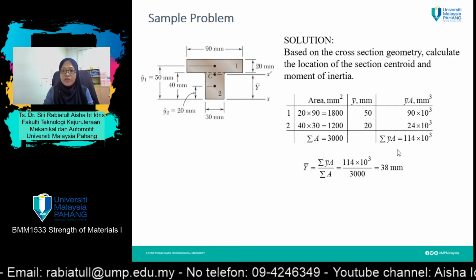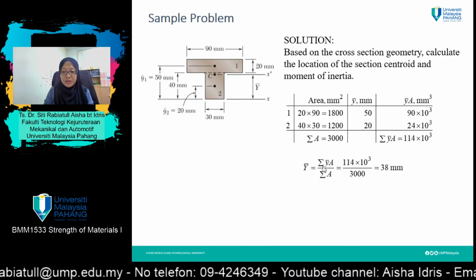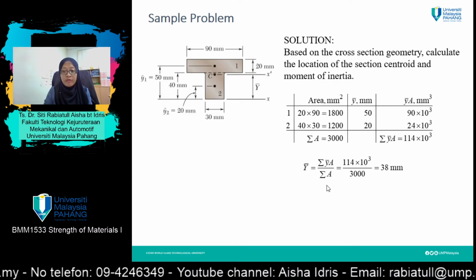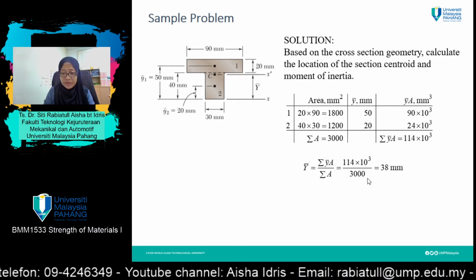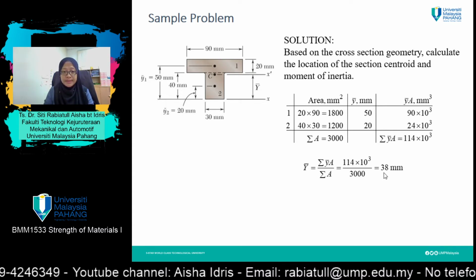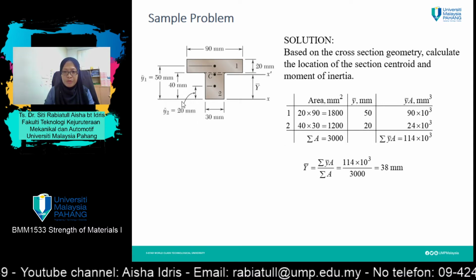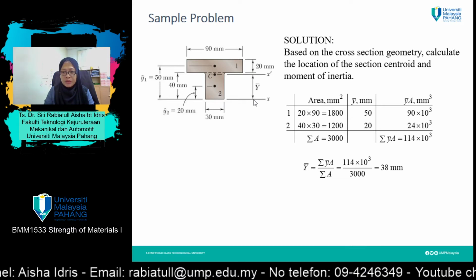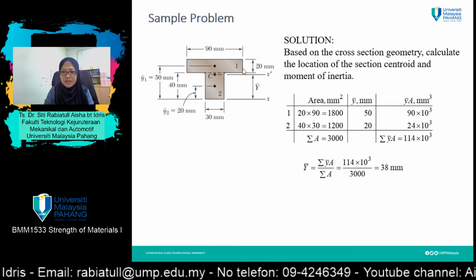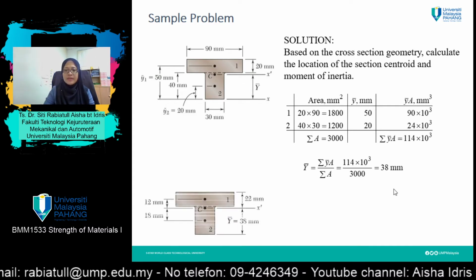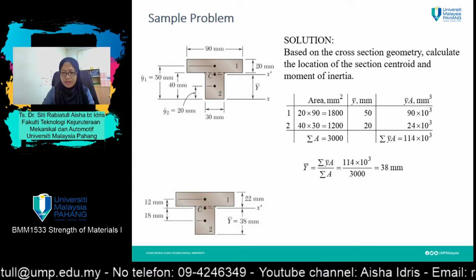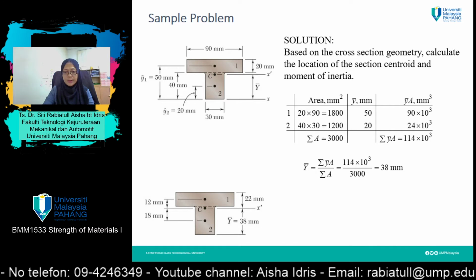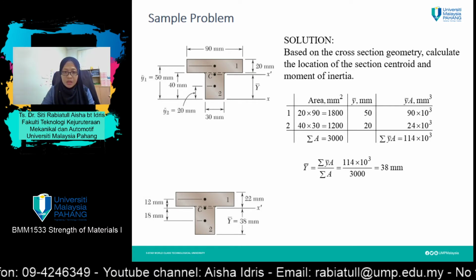From there, the formula for y bar is the summation of y bar times A for each section divided by the summation of area for each section. You will get the value of y bar, which equals 38 mm. From the figure, you can locate 38 mm from the neutral axis line to just before section 2. Once you get y bar, you can calculate the value of I. If you notice, this is rectangular.